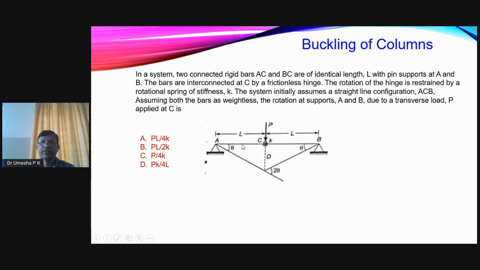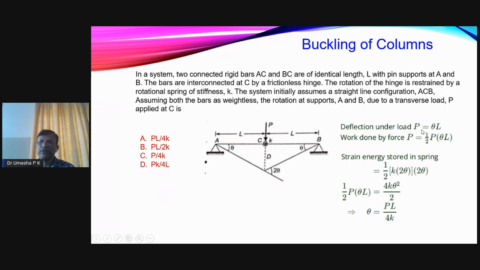They've given AC and BC as identical. We want to know the rotation; they've given the stiffness at the hinge point. So this is θ and θ, and because of this, it becomes 2θ. So what is the work done? We know that the deflection under the load P is θ times L. So the work done by the force P is half into P θ L, and the strain energy stored in the spring is, they've already given the stiffness, K into 2θ into 2θ.